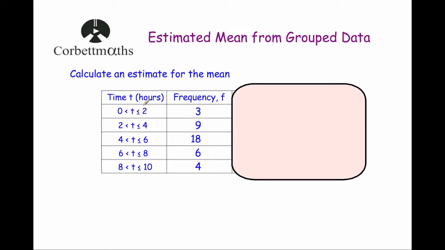Now, we don't actually know how long they spent revising. It could have been 1 second, it could have been 2 hours, it could have been 1 hour, 1.5, 55 minutes, we don't actually know. Our next interval, our next group, we've got 9 students who spent longer than 2 hours revising, but less than or equal to 4 hours.